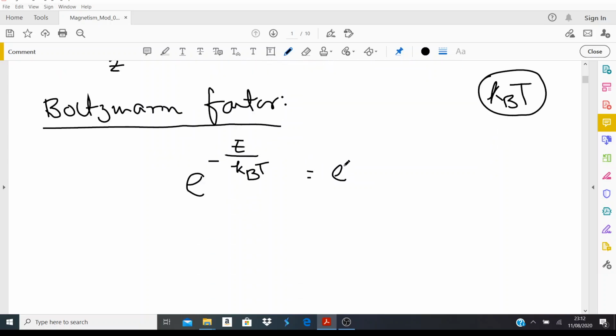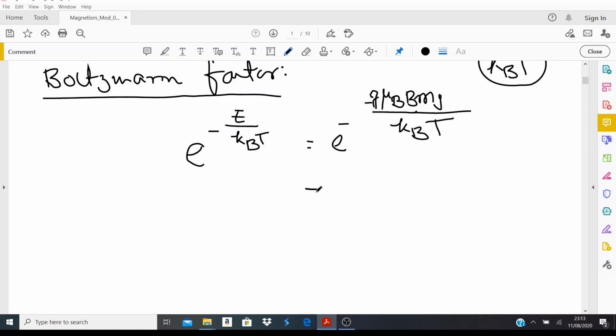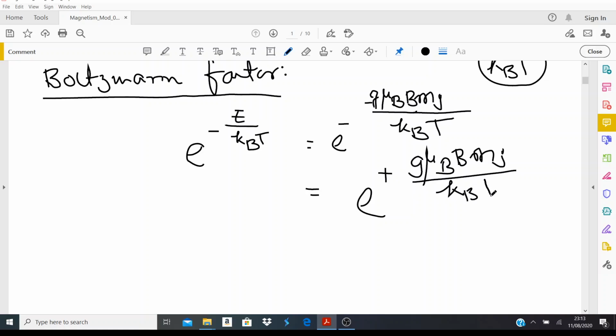So let me put this expression. For E, we are placing the expression for energy, g mu_B B times mj, and then in the denominator we have kBT, right? And this minus and this minus will become a plus. The expression for the Boltzmann factor will be g mu_B B times mj divided by, sorry, that should be a plus sign, and kBT, right?